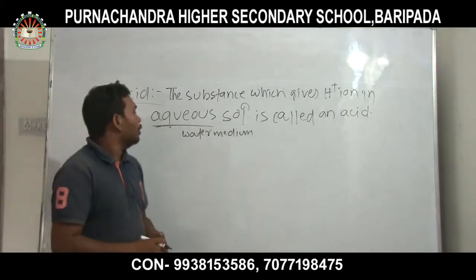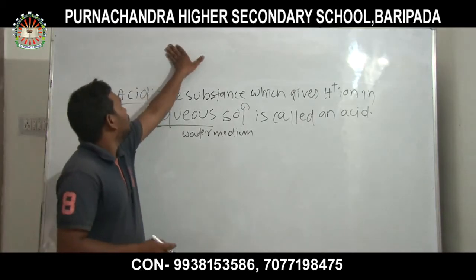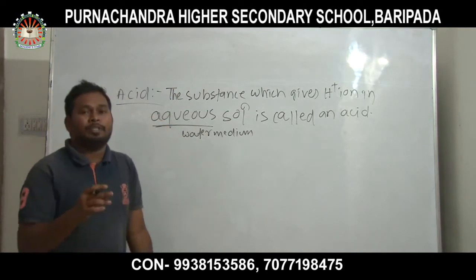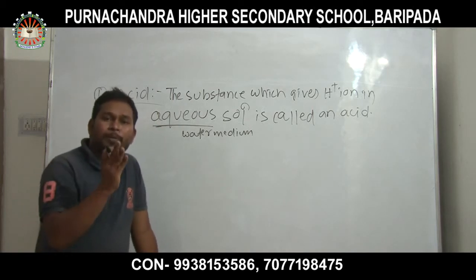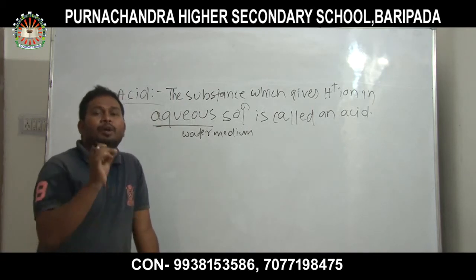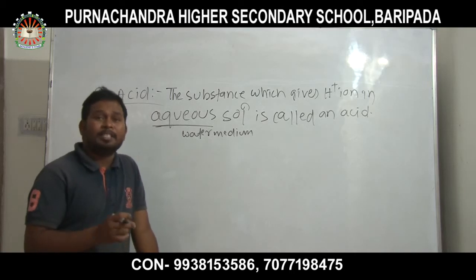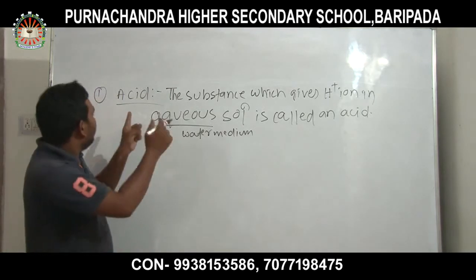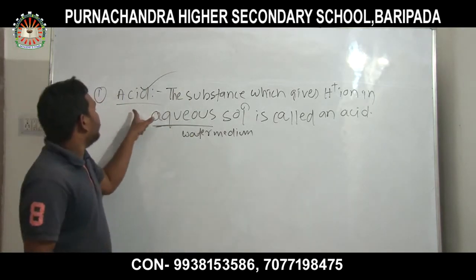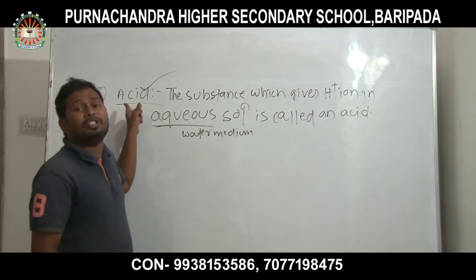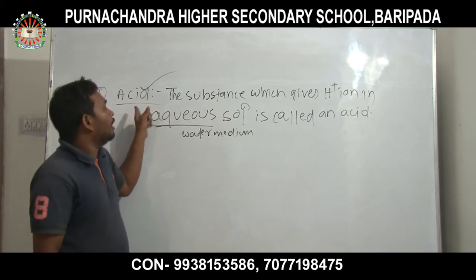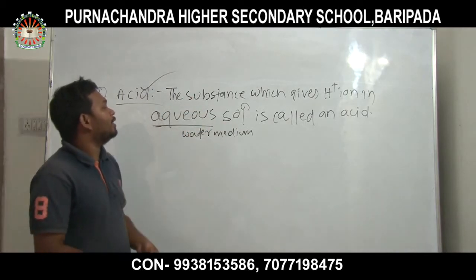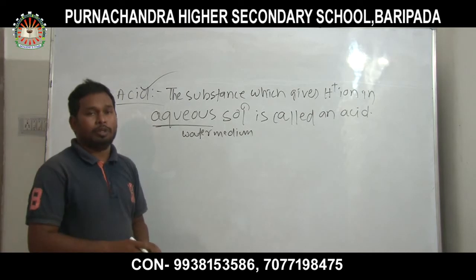Later, we will discuss the definitions of acid given by different scientists. There are three concepts: first is the Arrhenius concept of acid and base, another is the Bronsted Lowry concept of acid and base, and then the Lewis concept of acid and base. According to Arrhenius, acid is a substance which gives H plus ion in aqueous solution.